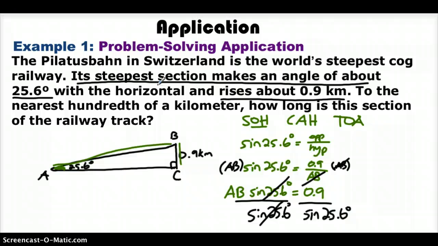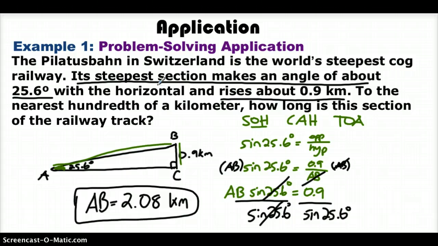So here we go. 0.9 divided by the sine of 25.6 equals 2.08. So we're going to say that AB equals 2.08 kilometers, and that is going to be our final answer. To the nearest hundredth, we're good to go. 2.08, and that's our final answer.